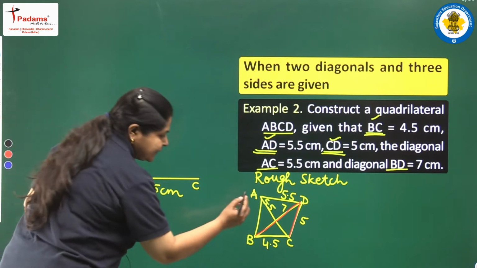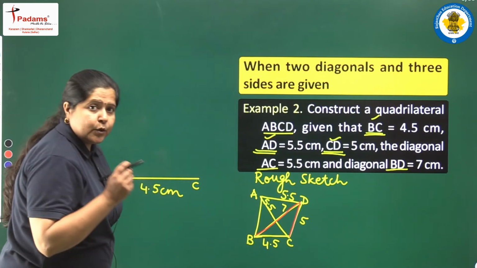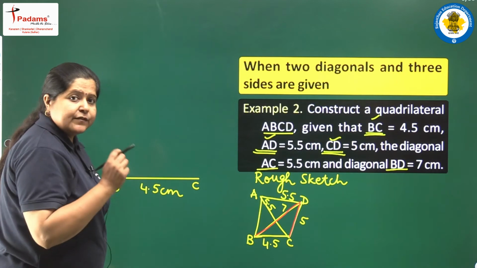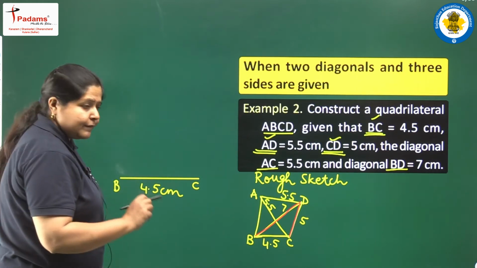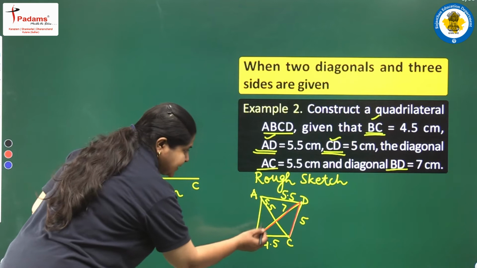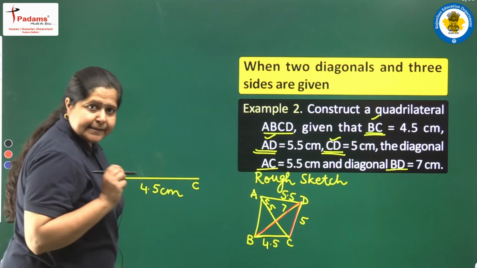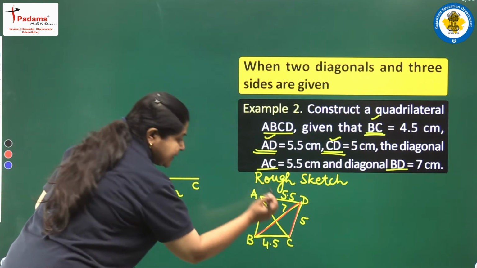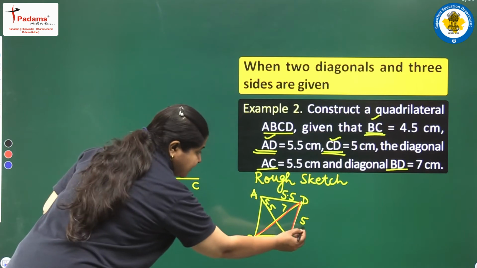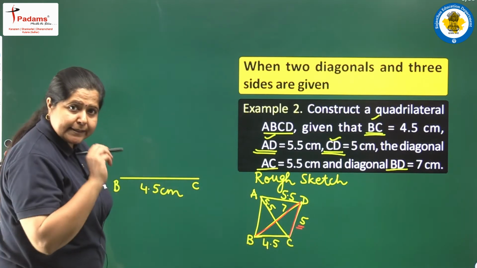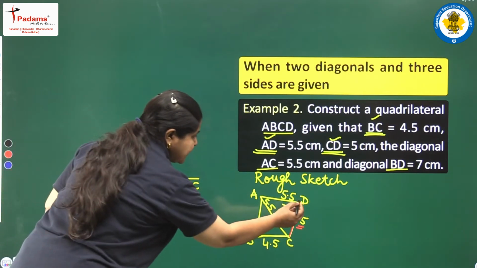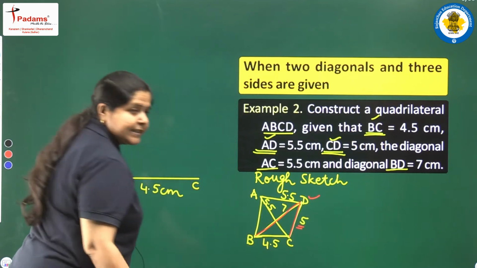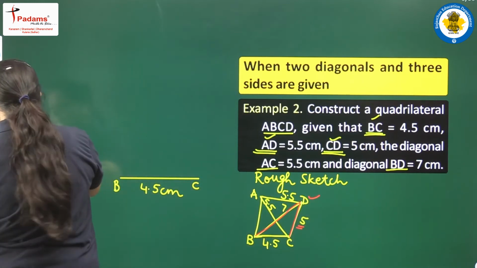For this we will take B as the center. With center I mean that we will keep the pointed end of the compass at point B first and then draw one arc at D. Then with center C and radius 5 centimeters we will draw another arc, and these 2 arcs will intersect each other to give us this point D. Let us see this.